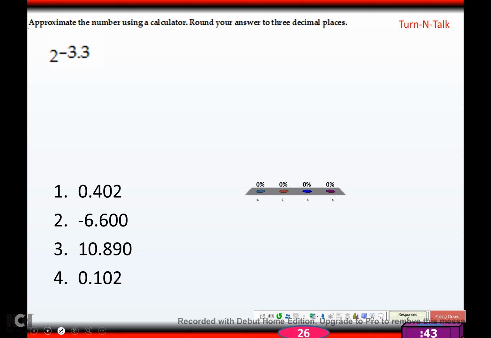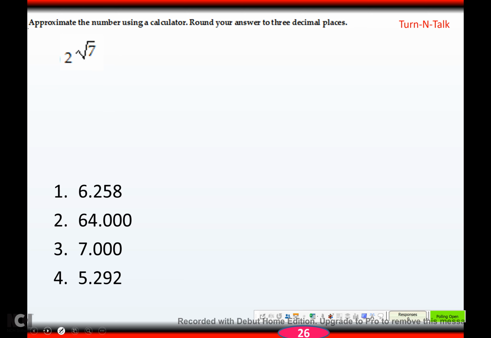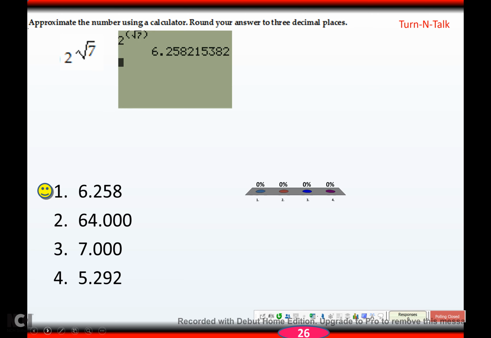You're going to type 2 caret negative 3.3. I always put my exponent in parentheses. Not necessary sometimes, but I don't mess around. Alright, and again, to round to 3 decimal places, that 5 is going to bump it up to a 2. Okay, type this one in. And you should get 6.258.